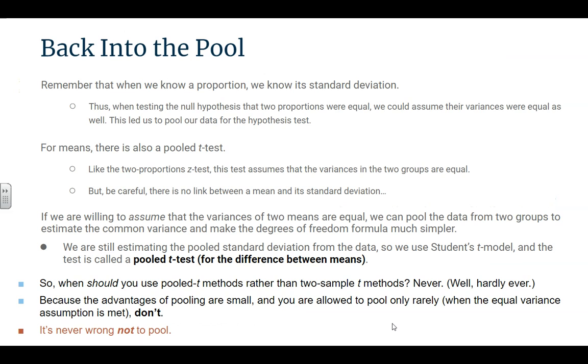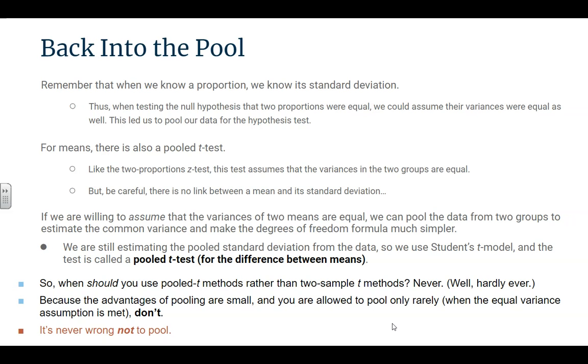Okay, back into the pool. Here's the thing. Remember, when we know the proportion, we know its standard deviation. Then when testing the null hypothesis that the 2 proportions were equal, we could assume their variances were equal, which led us to pool. For means, there is also a pooled test, like the 2 proportions test, but there's no link between a mean and a standard deviation.